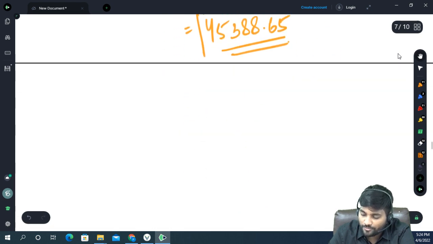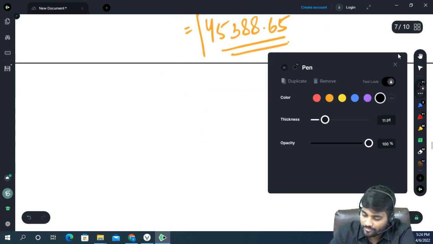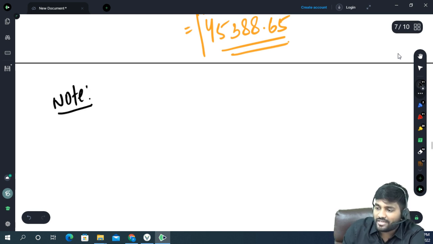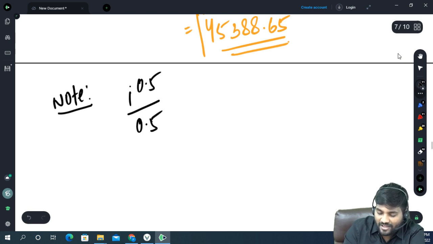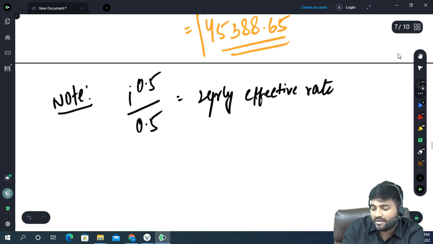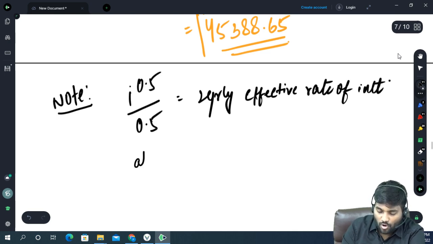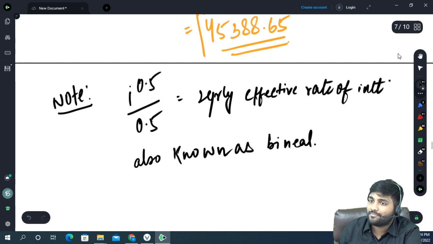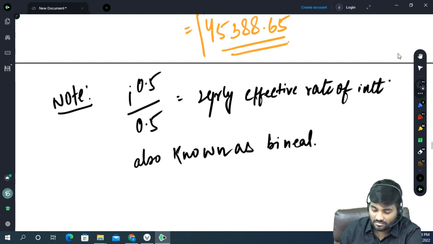Now we'll write one note. In note, please put i at 0.5 by 0.5 is equal to 2 yearly effective rate of interest, also known as biennial. Biennial means once in 2 years.